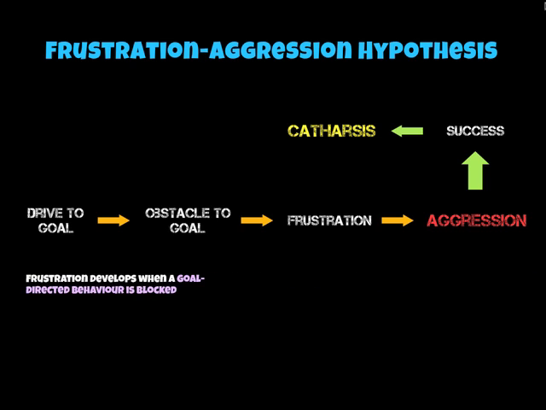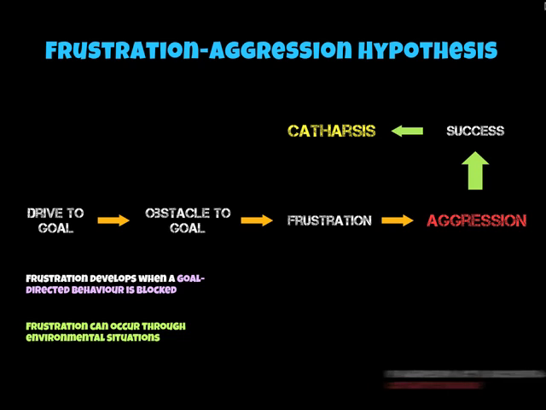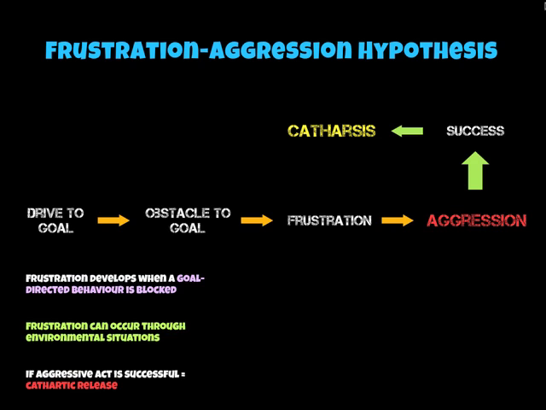So key points to note about this then is that frustration only develops when goal directed behaviour is blocked within sport or within any sort of form of life. That frustration can occur through environmental situations. So the situation that's happened around you elevates that frustration. And as we just mentioned, if the aggressive act is successful, so if you get away with it without being punished, that becomes success. You get that cathartic release.